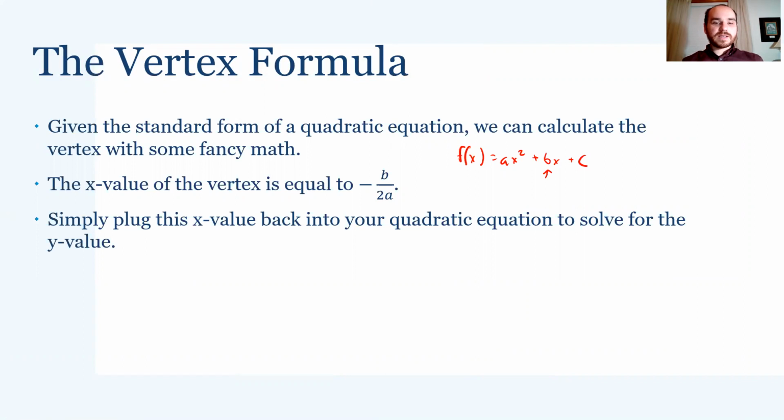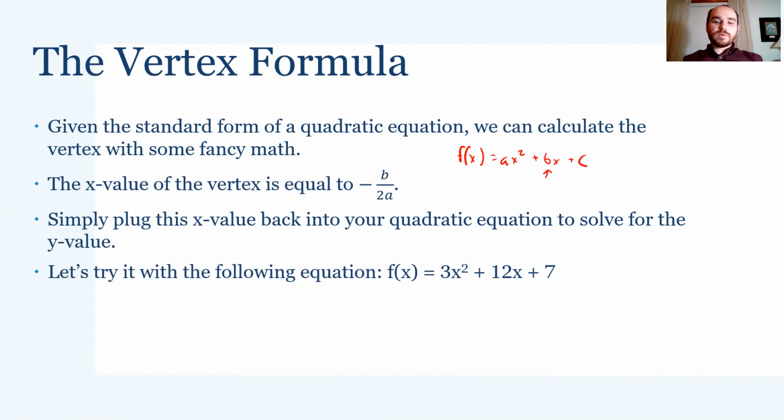Then all we have to do is plug this x value back into our quadratic equation, and we can solve for the y value. So in this case, we're going to try it with f of x equals 3x squared plus 12x plus 7. So we've got negative b over 2a. The negative can be over here. It doesn't really matter where the negative is. And in this case, our b is 12, so we'll have 12 over, and then a is 3, so we've got 2 times 3. That is equal to negative 12 over 6, which equals negative 2.